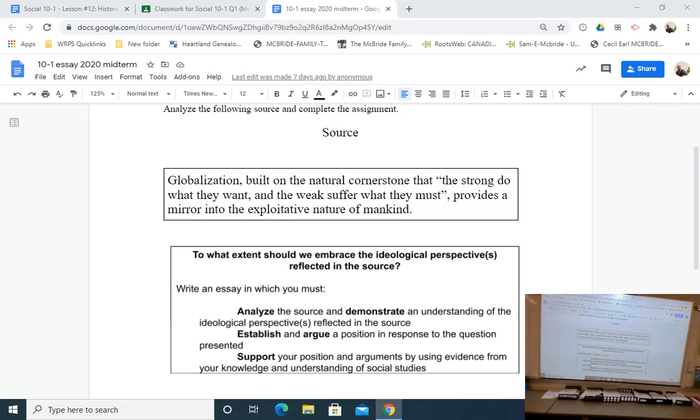Because your thesis was your promise to me, this is what I'm going to do in my body, and your conclusion is this is what I have done. So there's a natural organization there. So the first sentence of your conclusion is just a copying and pasting of your thesis. And then, let's say your body has 3 body paragraphs.